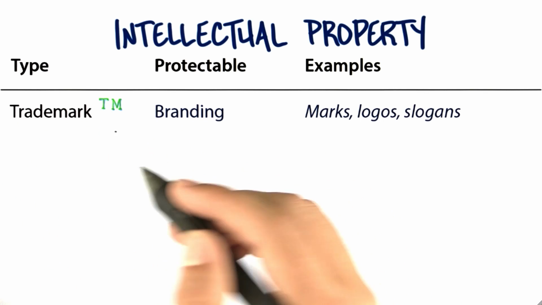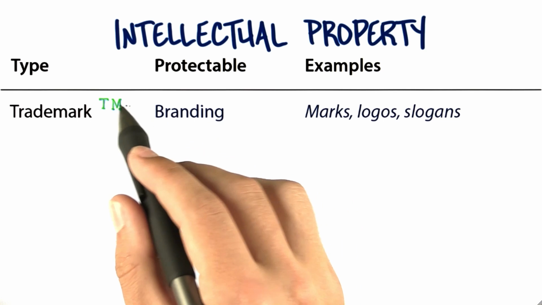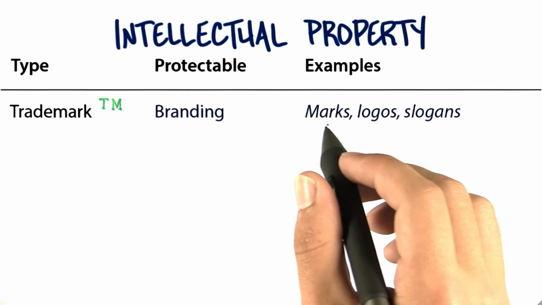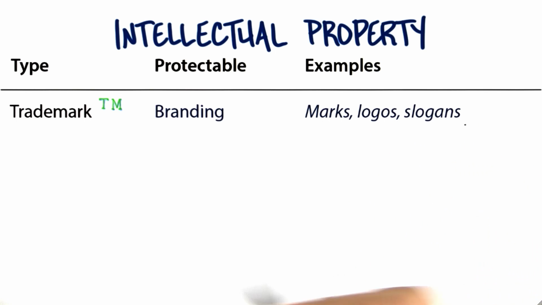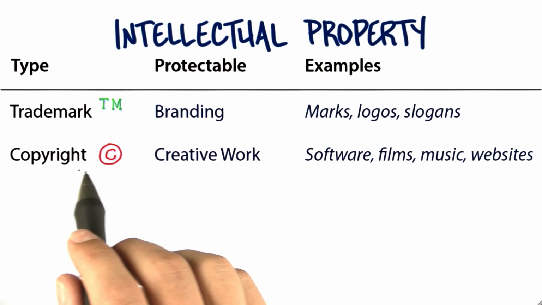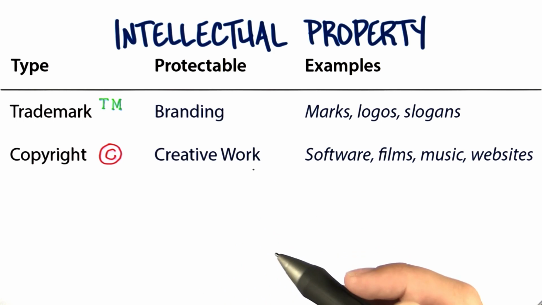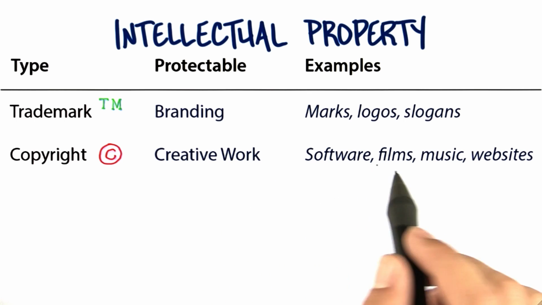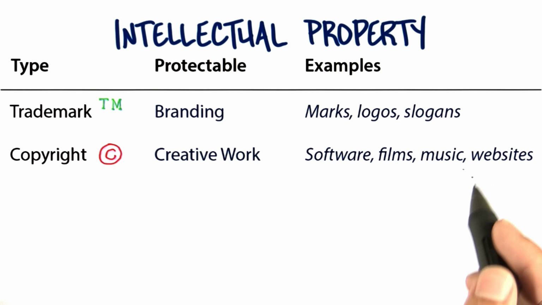And trademark means what you can protect is branding, like the Nike swoosh. And the examples could be marks or logos or slogans. Another type of intellectual property could be copyright. An example is creative or authored works and expressions. You can't copyright ideas, but you can copyright software or songs or movies or website content.